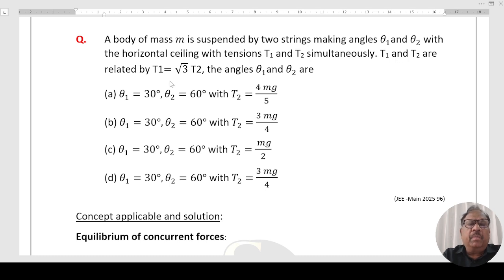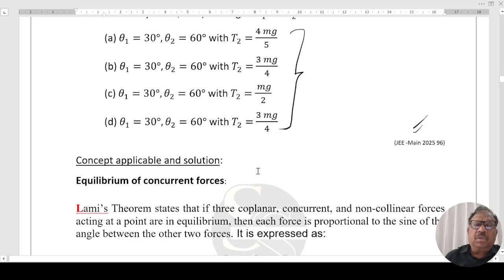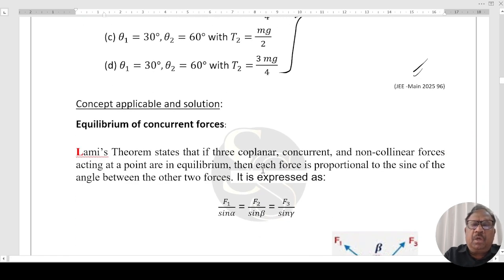T1 and T2 are related by T1 equal to root 3 T2. The angles theta 1 and theta 2 are? Four options are given to you. One of the options is correct. The question is taken from JEE Main 2025. The concept applicable here is equilibrium of concurrent forces.